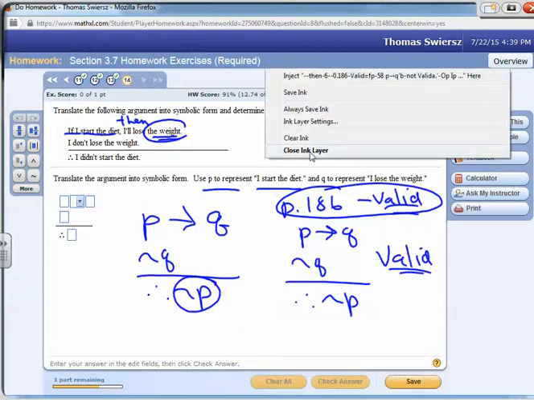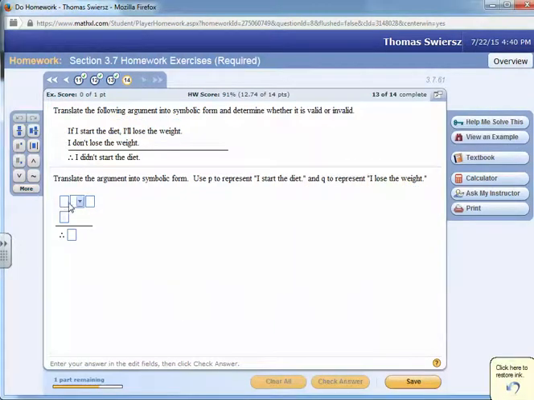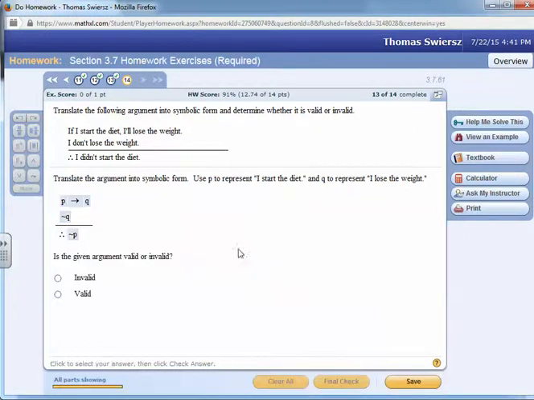So now again, we've got the first statement was P, and then it was a right arrow, right? If P, then Q, and then we had the negation of Q, right? If I don't lose weight, and then the conclusion was the negation of P. Okay, all right, and then again, it matched one of the valid forms. So the argument is definitely valid.